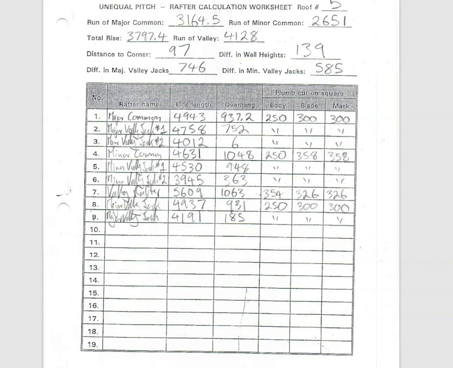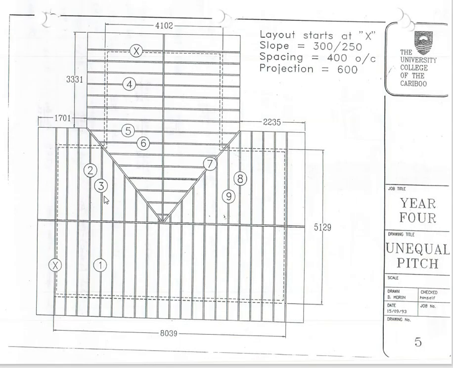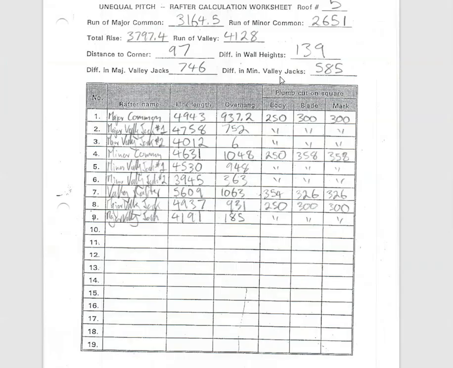Number 6 will be the same way we found number 3. Once we find number 5, we have to get 5 to find 6, just like we had to get 2 to find 3. All we're going to do is use the common difference in minor jacks, which we figured out as well, and we put that in on our sheet. So we can actually just take that difference in minor valley jacks, 585. So we can take 4530, subtract 585, we get 3945.